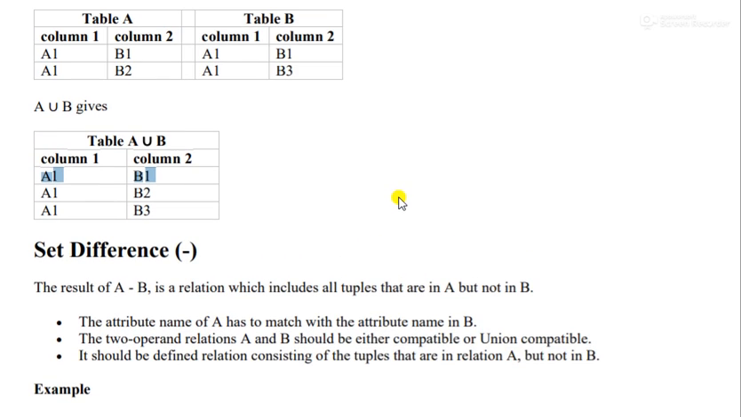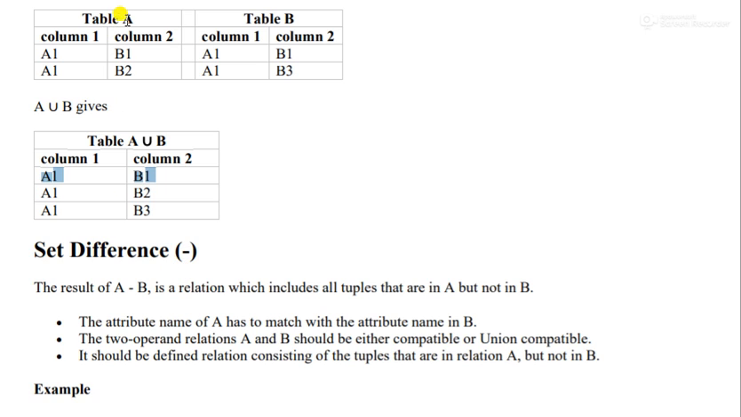So there will be two types of minus: A minus B or B minus A. When we say A minus B, it means from A we want to remove the values of B. Similarly, when we say B minus A, it means from B we want to remove the values of A. So A minus B and B minus A are not the same, remember this.